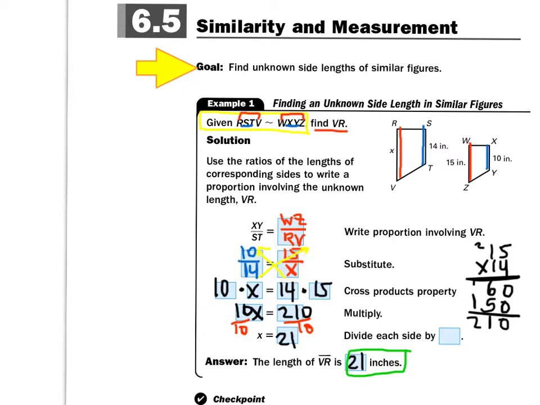And then they wanted us to use a cross product, so I multiplied across. X times 10 gave me 10X over here, brought down the equal sign. 14 times 15, I wrote that on the other side, and then you just multiply. 10x equals 210, and then divide both sides by 10, so x equals 21. So the length of the missing side from V to R is 21 inches.